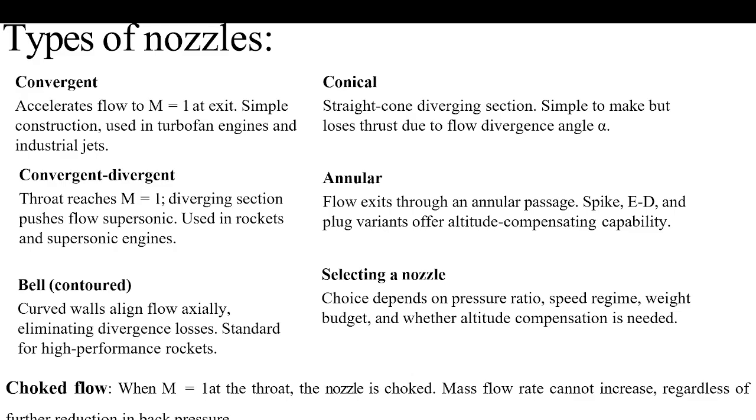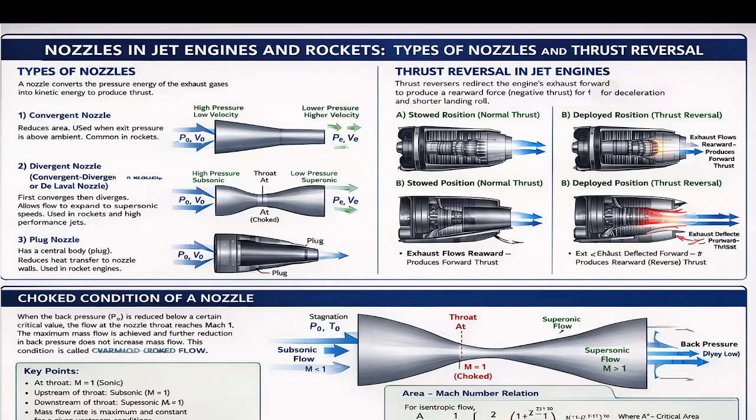Moving further, I will show you an image of the types of nozzles. Observe the image in this way. First observe the left side top image, the types of nozzles. Next we will go with the thrust and the choked condition. Already I have listed here convergent, convergent-divergent, and the plug nozzle.